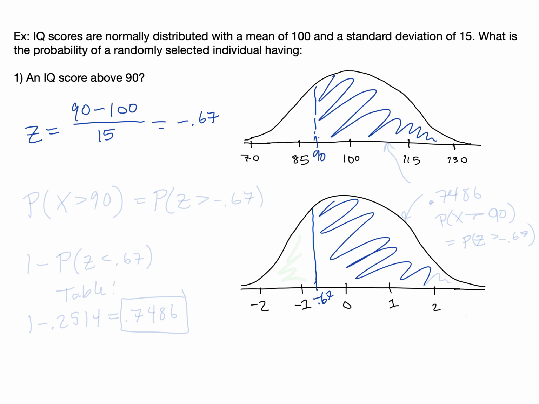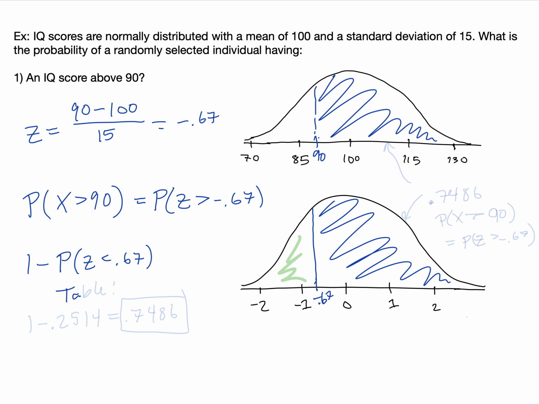So these two blue shaded areas are going to be equal probabilities. So the probability that x is above 90 is equal to the probability that we have a z-score that is above negative 0.67. And remember that anytime we're doing larger than, we are going to do 1 minus the probability that z is less than 0.67. So basically, we're finding this piece and subtracting it from 1 because the green region and the blue region together is all of the probability under the curve, which is always equal to 1.